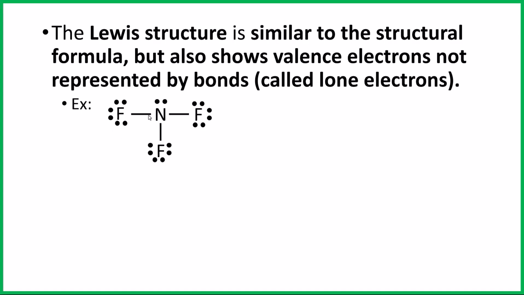So this represents 2 electrons. We've got one coming from nitrogen, one coming from fluorine, but they're being shared. So this is 2 electrons, and then the remaining 6 around each fluorine here. And we call those lone electrons.